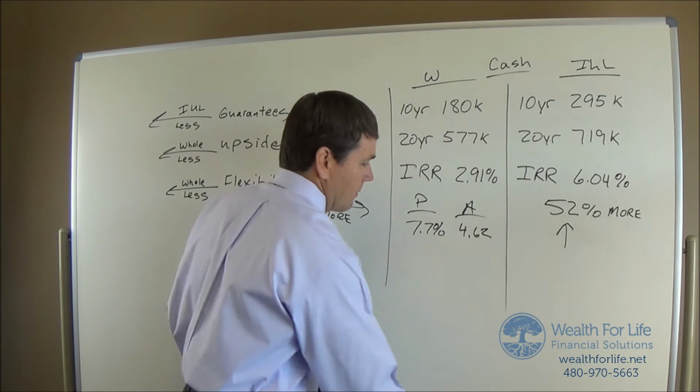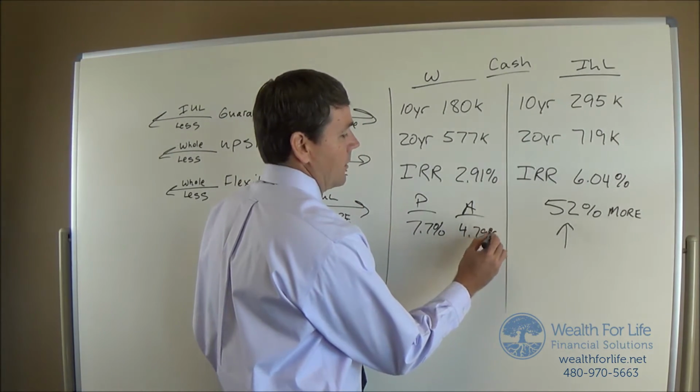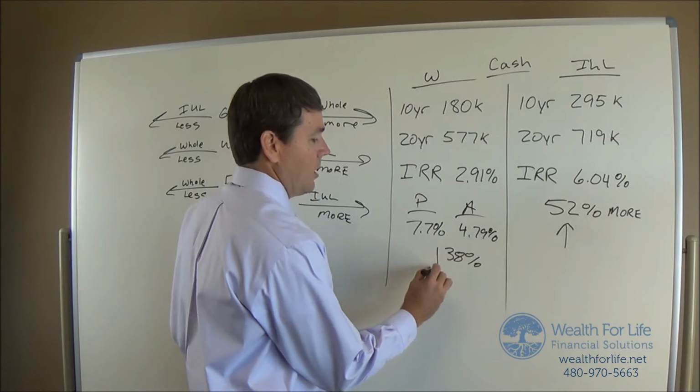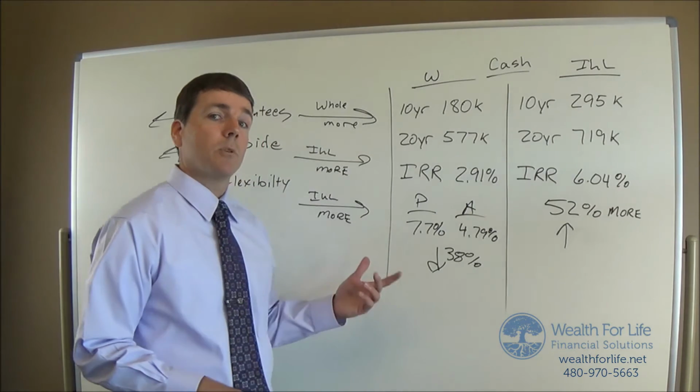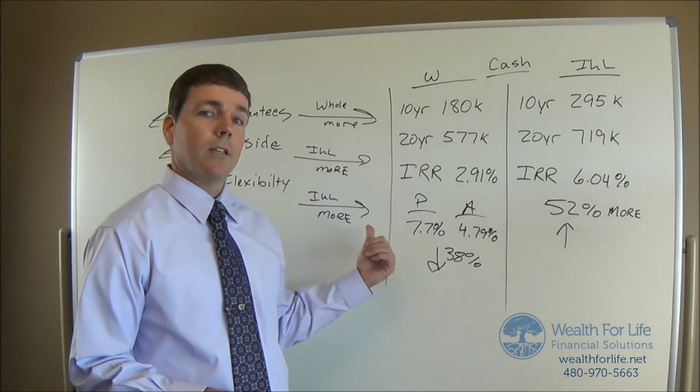Actually, I think it was 4.79%. So it ended up being about 38% lower than what was projected. So that's what happens: the actual numbers don't come out to where their projected numbers were.